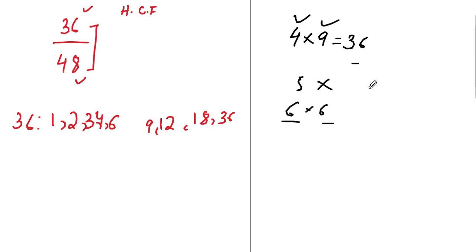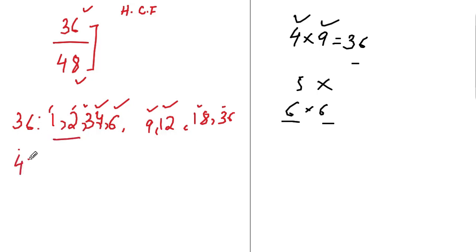Now which number is left? No number is left here because we have covered every number's product. So 1 times 36 is 36, 2 times 18 is 36, 3 times 12 is 36, 4 times 9 is 36, and 6 times 6 is 36. So here we have the factors of 36.